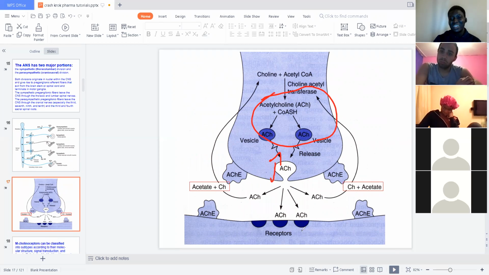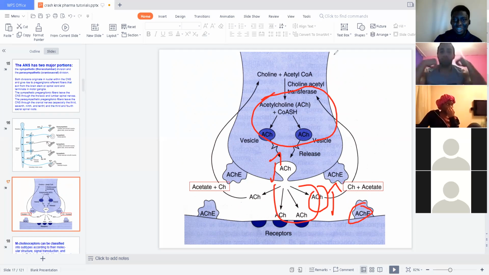Then we have the indirect acting. So the indirect acting is going to act here. So it's going to block acetylcholinesterase. By blocking acetylcholinesterase, it's going to prevent the degradation of acetylcholine. So by blocking this, there's going to be an increase of acetylcholine in this gap.